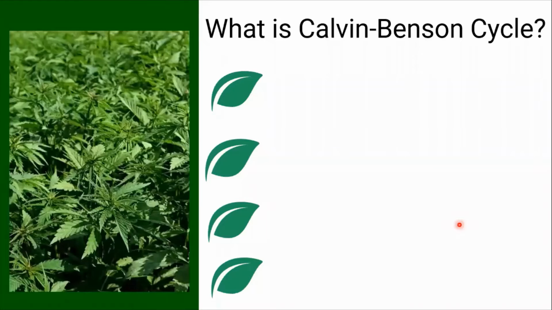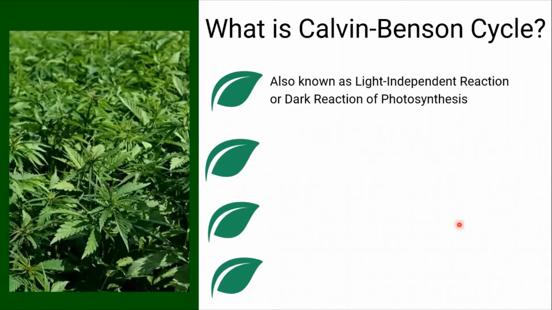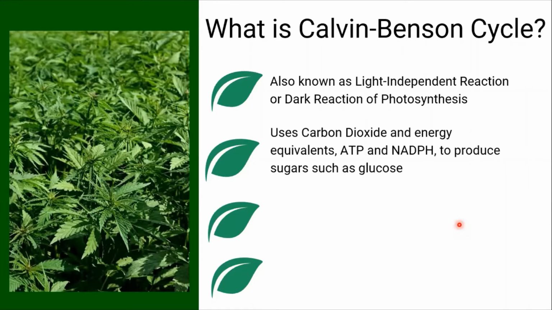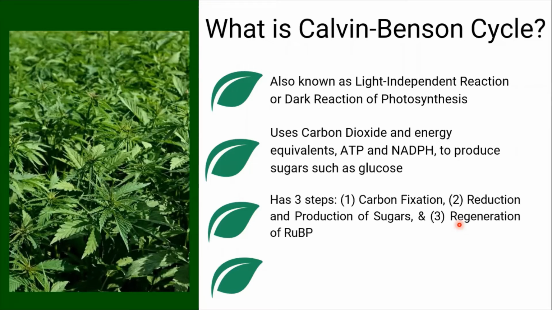First, what is the Calvin-Benson cycle? It is stage 2 of photosynthesis, pertaining to the light-independent or dark reaction. Here in the Calvin-Benson cycle, the energy equivalents ATP and NADPH, which are derived from light reactions, together with carbon dioxide, will be used to produce sugars such as glucose, which is the main energy source in many organisms.